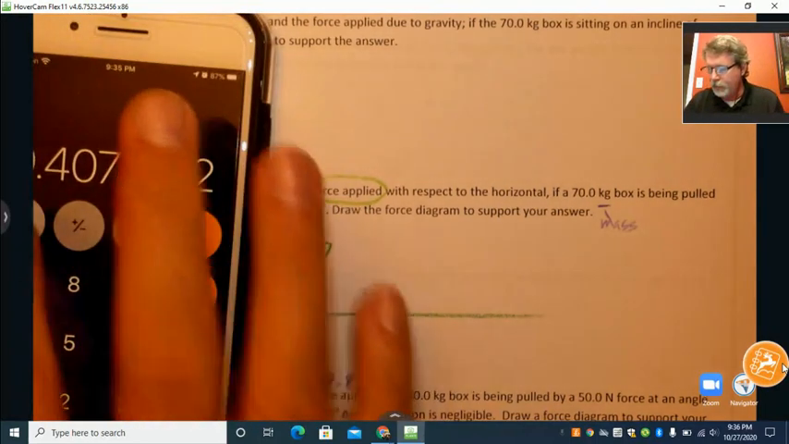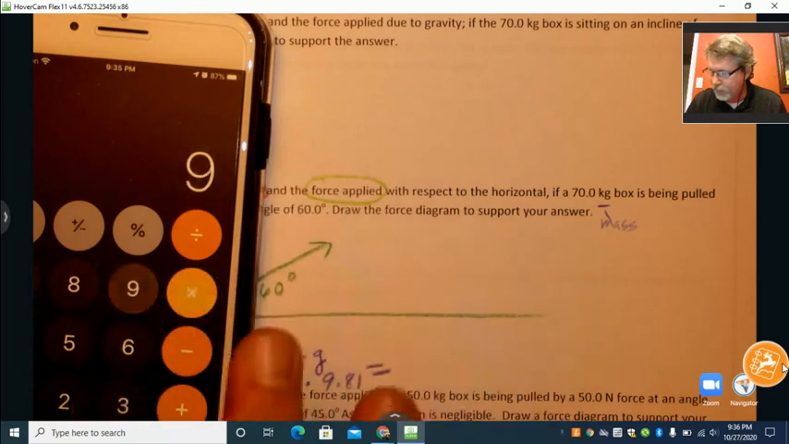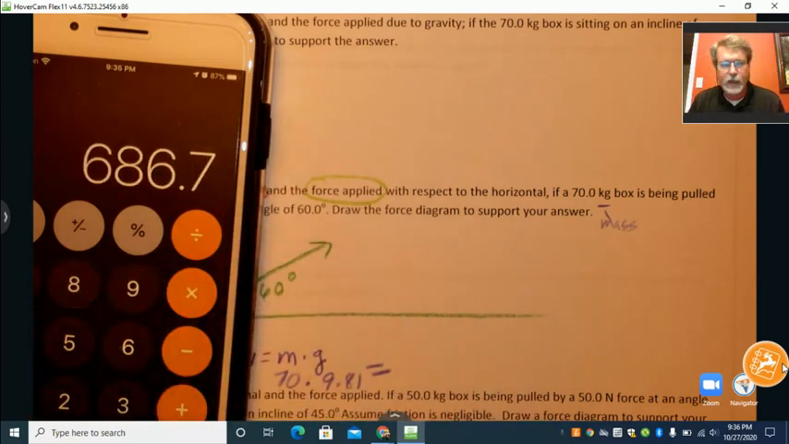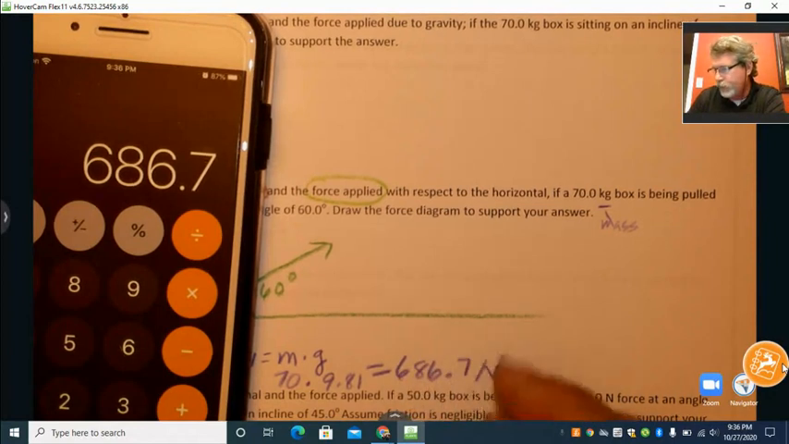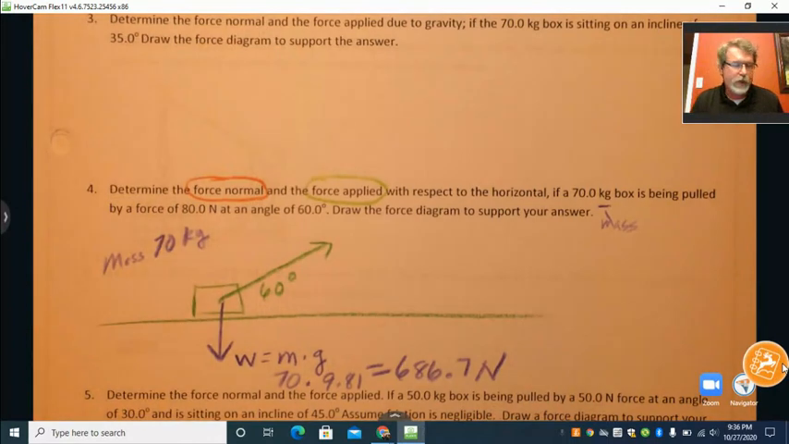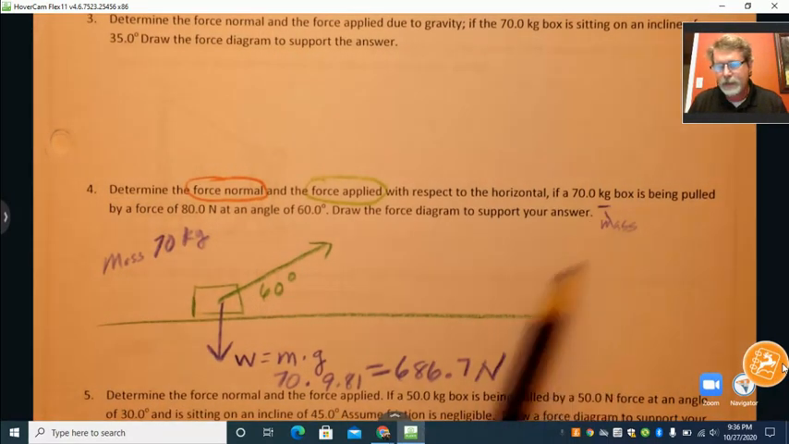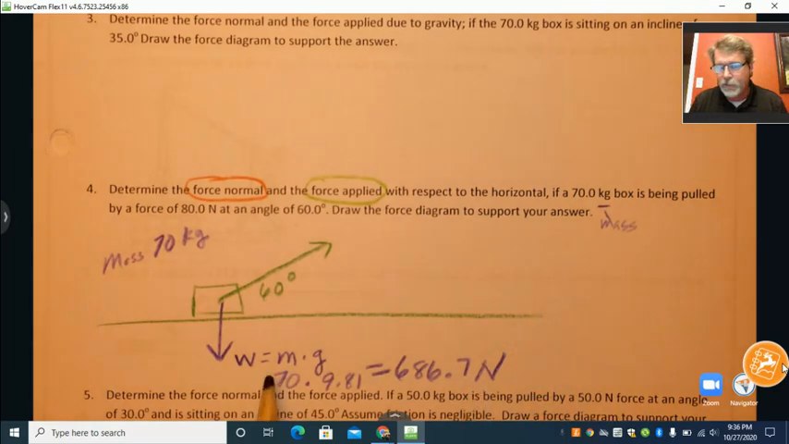So 70 times 9.81, and we get 686.7, and that would be a Newton. We had a few errors in that today. Remember, kilogram is mass, and Newton is a force. That is our weight, and it is a force.